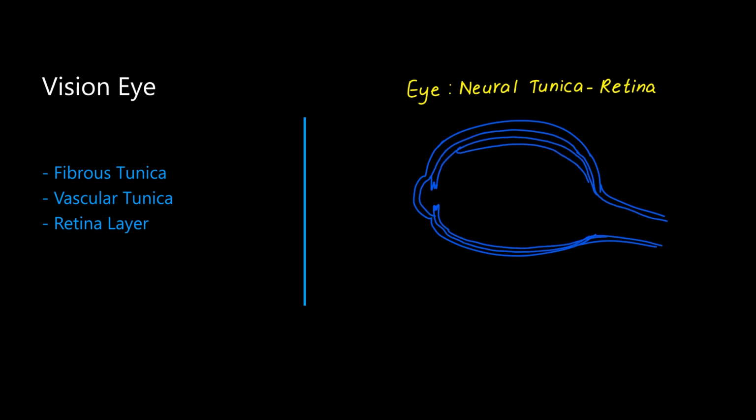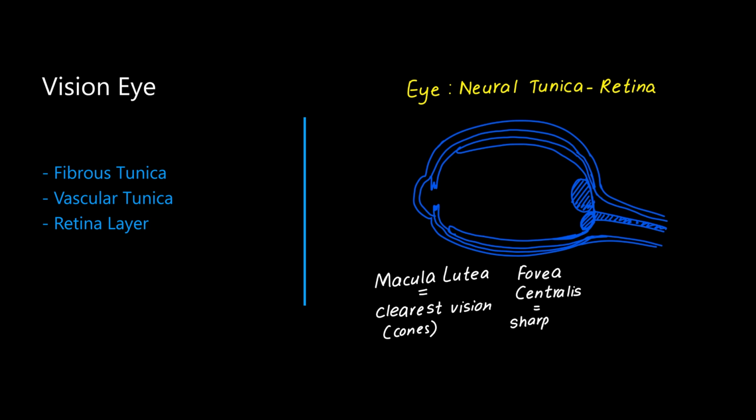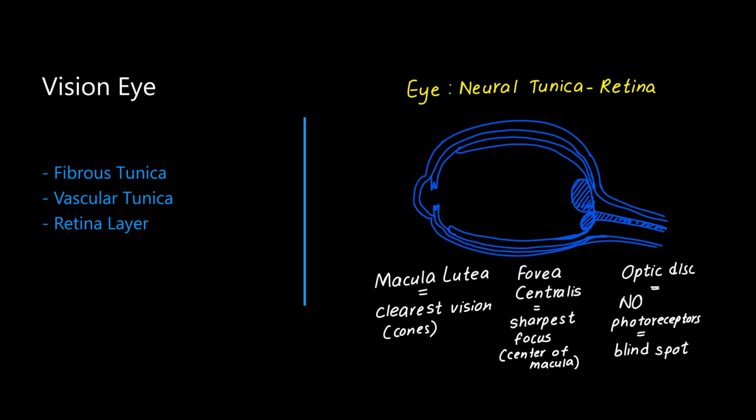The macula lutea is where your clearest vision happens, packed with cone cells. At its centre, the fovea centralis gives you your sharpest focus. The optic disc is where the optic nerve exits, and it has 0 photoreceptors, making it your blind spot.